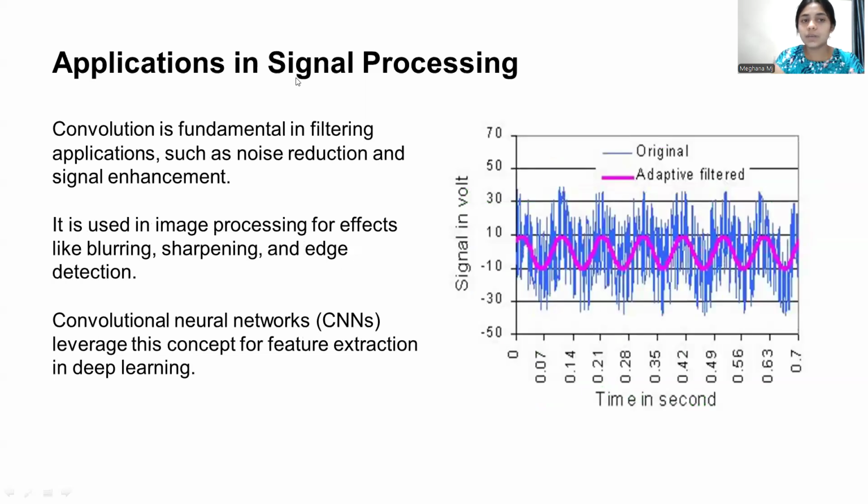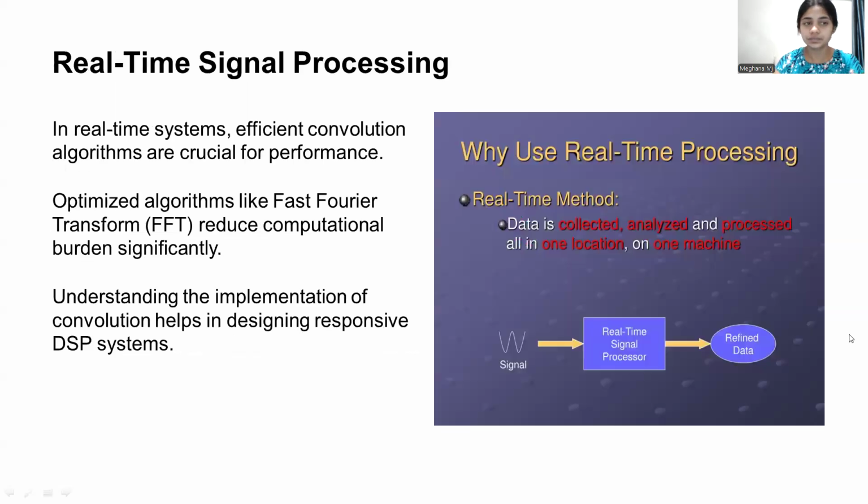Let us discuss the applications in signal processing. Convolution is fundamental in filtering applications such as noise reduction as well as signal enhancement. It is used in image processing for effects like blurring, sharpening, and edge detection. Convolutional neural networks, called CNNs, leverage this concept for feature extraction in deep learning, where we can see the graph variations with respect to signal in volts and time in seconds.